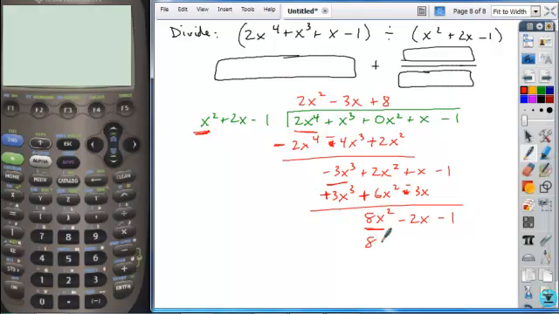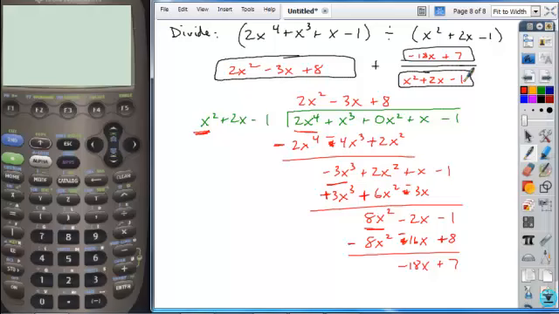Distribute the 8 through, get 8x squared plus 16x minus 8. Change my signs, so it becomes a negative, and a positive. Combine down my columns. I get the x squareds to cancel. I get a negative 18x, and I get a plus 7. So there's my remainder. And so when I write my answer, I'm going to write it as 2x squared minus 3x plus 8. And my remainder is negative 18x plus 7. And my denominator here is what I originally divided by, which was x squared plus 2x minus 1.